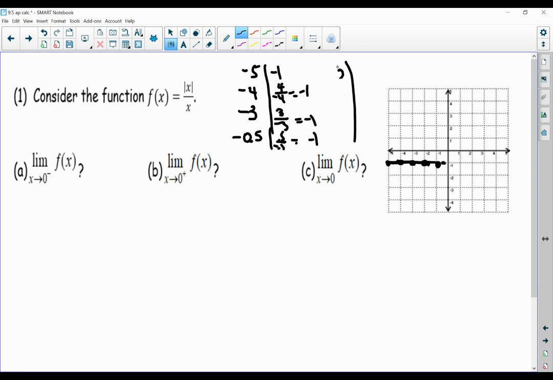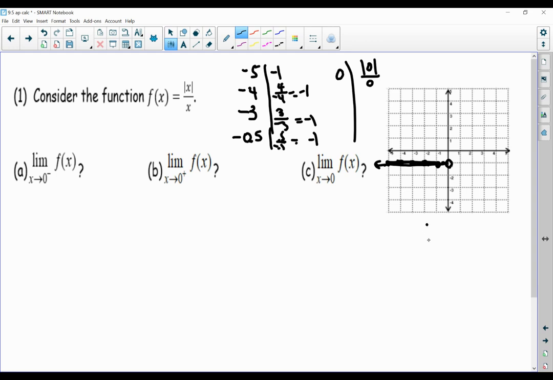But guys, look what happens when I plug in 0. I get absolute value of 0 over 0. That's indeterminate. I have no idea what's happening in the graph there. So what I can say is that on the negative side, until I get really, really close to 0, it's going to be -1. So I'm just going to do an open circle there to represent that.